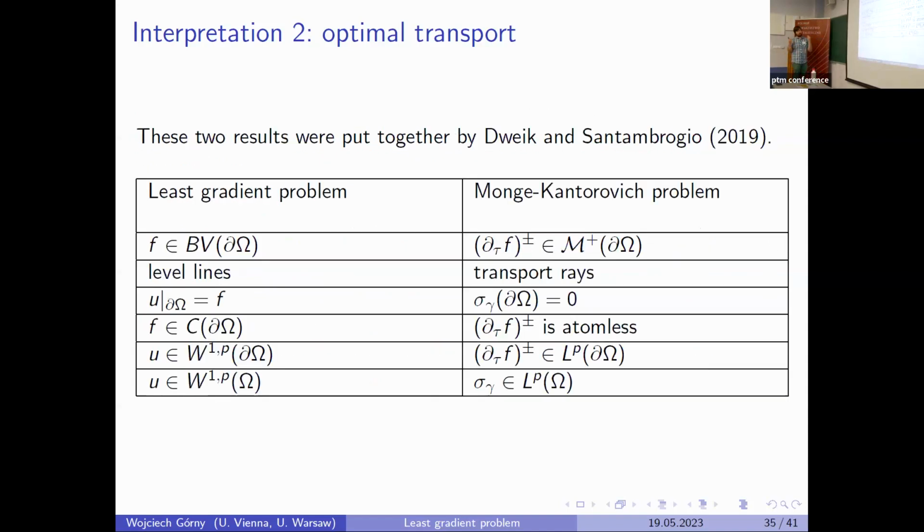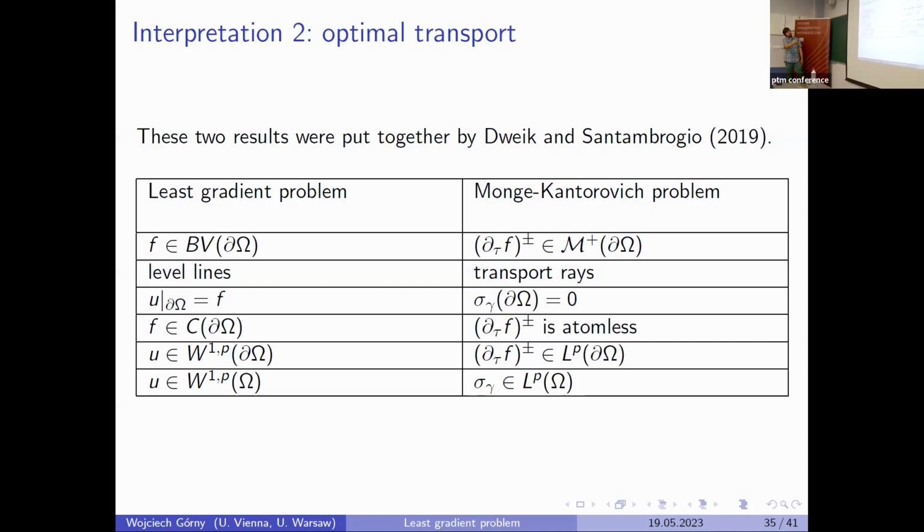Okay. And these two things were joined together by Wojciech and Ambrosio several years ago. And basically the correspondence is like this: the assumption that our function is in BV corresponds to the boundary datum in the Monge-Kantorovich problem being positive measures. And the level lines of the solution in the least gradient problem correspond to transport rays. And the fact that the boundary datum is satisfied corresponds to the fact that the transport density gives no mass to the boundary, which happens automatically, for instance, on strictly convex domains.